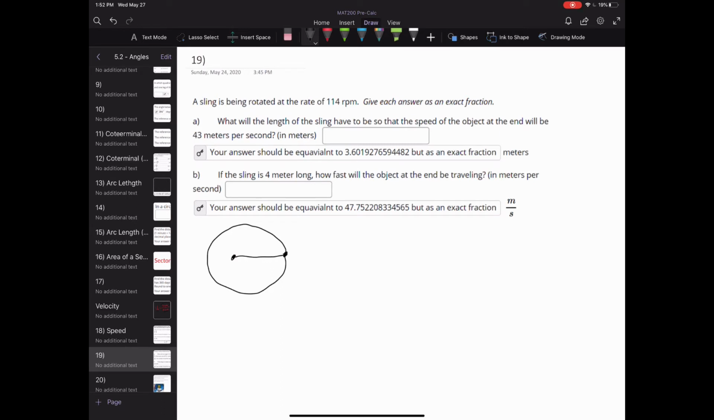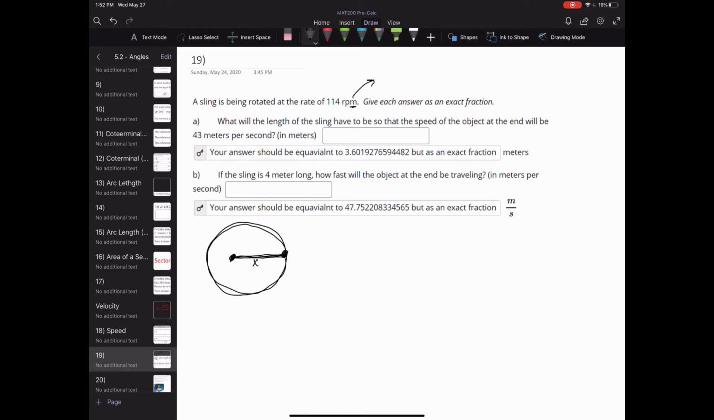A sling is being rotated at a rate of 114 revolutions per minute. So notice they're using minute here already. Given an exact answer, what will the length of the sling have to be? So this is my sling. This radius is my sling. This is where the person is holding the string with the object attached to it. This thing here is the object attached to it, and it's being slung around in a circular motion. What will the length of the sling have to be so that the speed of the object at the end will be 43 meters per second? So they're going to per second already.